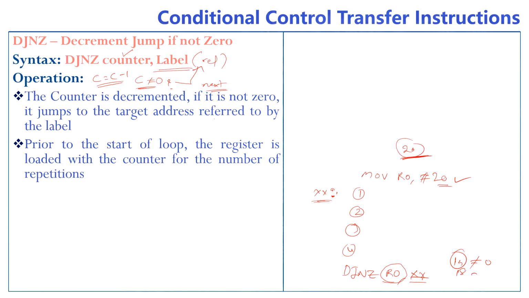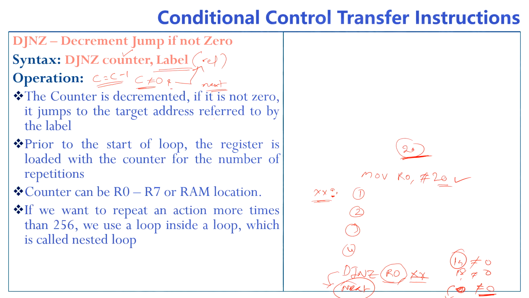Then in the second case, 18. 18 is not equal to 0 and so on up to 0. We are checking for not equal to 0, but finally after 20 iterations, this counter value will become 0. So in this case, the condition is failed. Once the condition is failed, the next instruction after this DJNZ instruction will execute. Then the counter can be R0 to R7, any bank register or any RAM location.